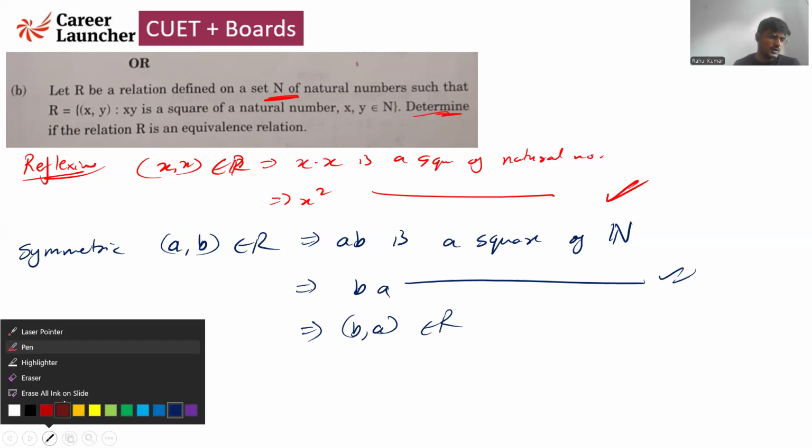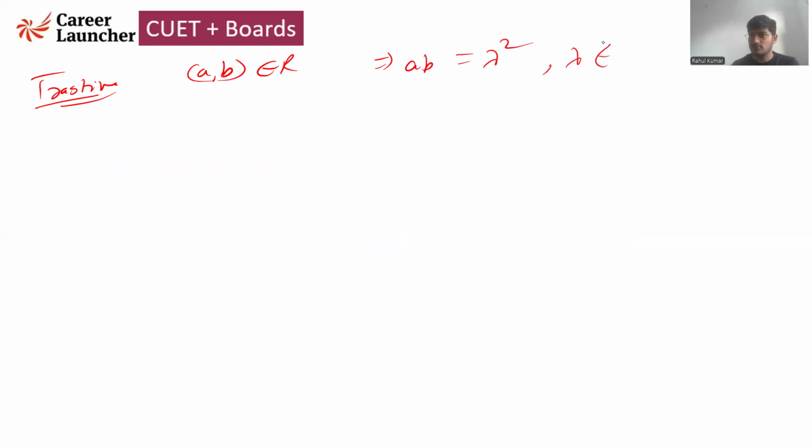Now we will discuss transitivity. Let (A, B) belong to R. It means AB is some natural number squared, lambda squared, where lambda belongs to the natural numbers. Now (B, C) belongs to R. It means that BC is some natural number squared, mu squared, where mu belongs to the natural numbers.